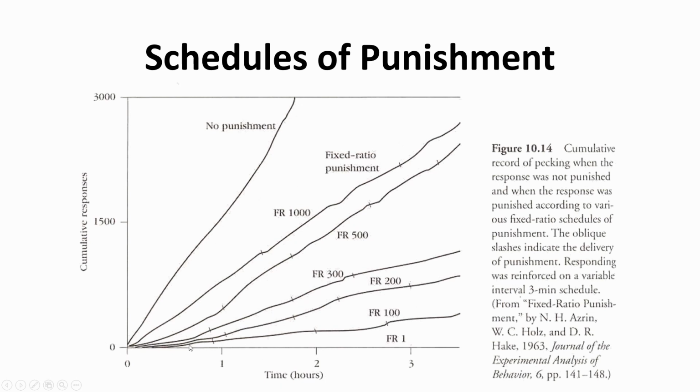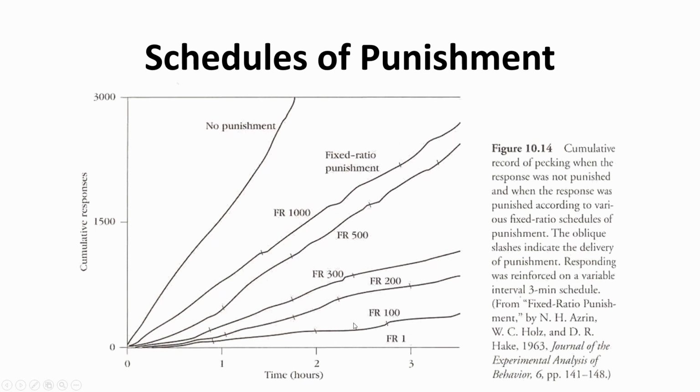If we look at the other extreme, our FR1 down at the bottom here, so a fixed ratio 1, meaning that for every occurrence of the behavior, it is immediately punished, we see that the behavior occurs less frequently. So a less steep line here, where very few occurrences or cumulative responses are occurring over that amount of time. And as there is sort of more space or more occurrence of that behavior that isn't being punished, we see an increase in this slope.